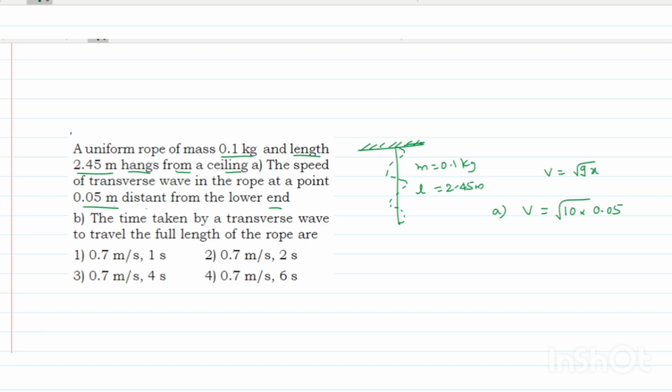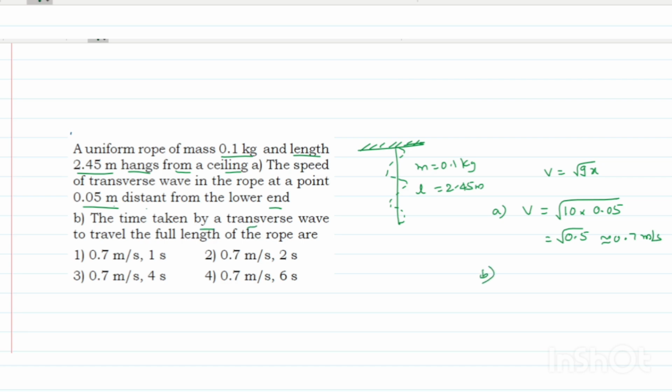0.05 meters you can take, which is nothing but 0.05 into 10, which will be 0.5. We get root over 0.5, which is approximately 0.7 meter per second. This is the first case.